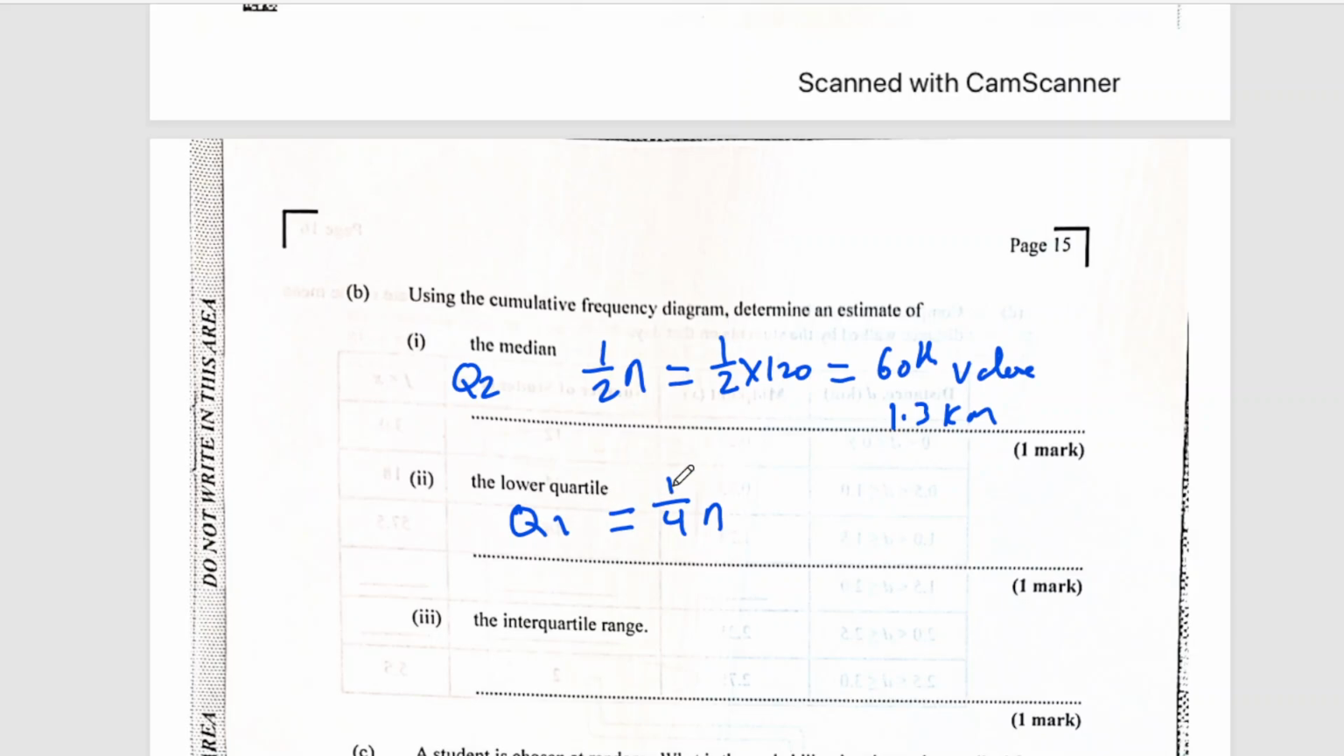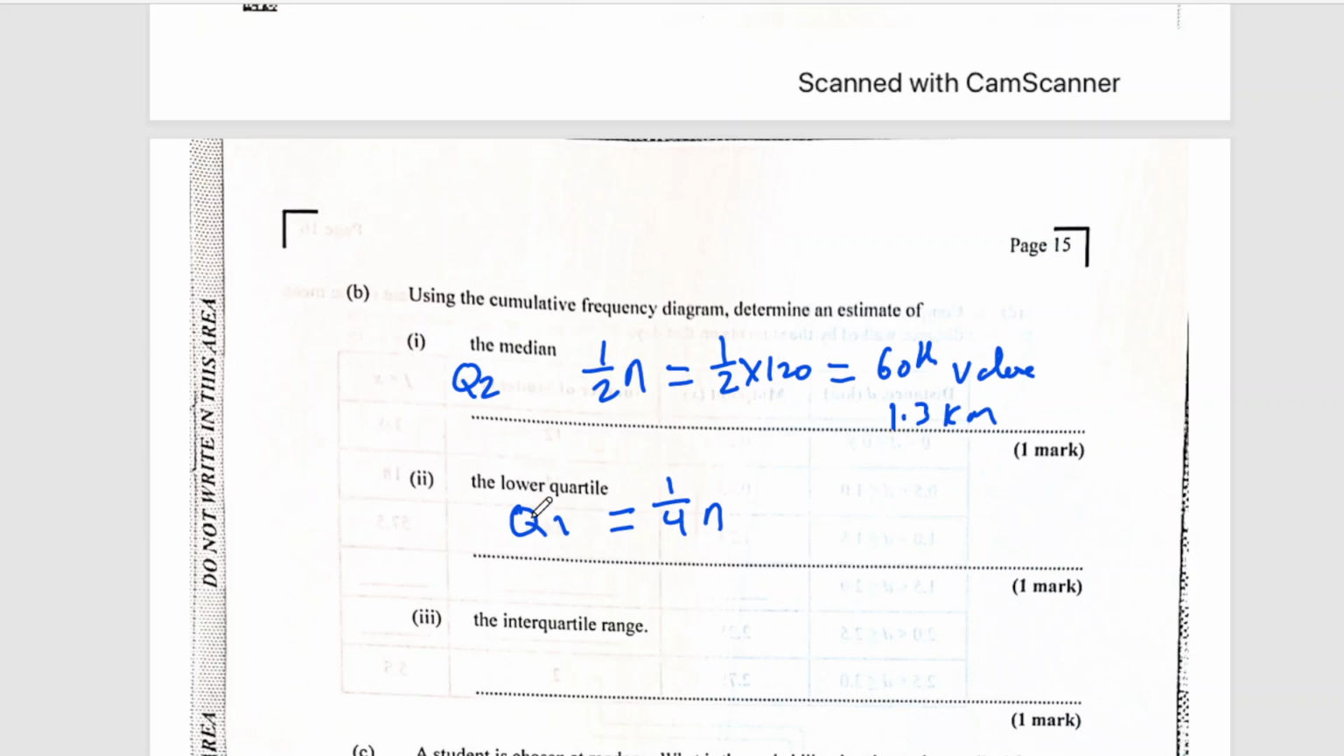The lower quartile is a quarter N. The upper quartile Q3 is 3/4 N. Right? They could ask, we'll look to ask right here, the interquartile range. The interquartile range is when you subtract the Q1 value from the Q3 value. And then they could also ask for your semi-interquartile range. Semi-interquartile range is when you take your interquartile range and divide by 2.